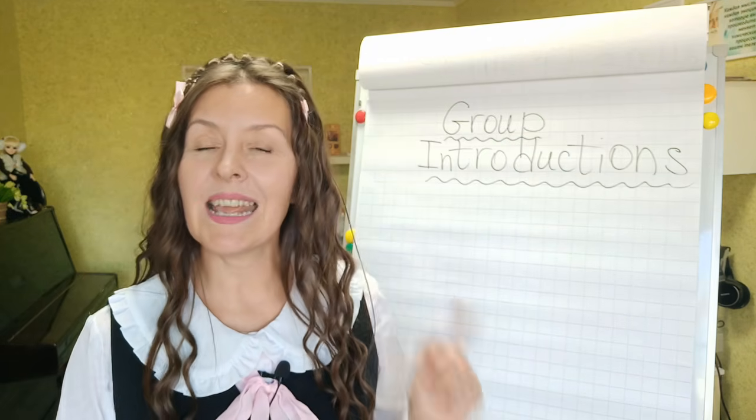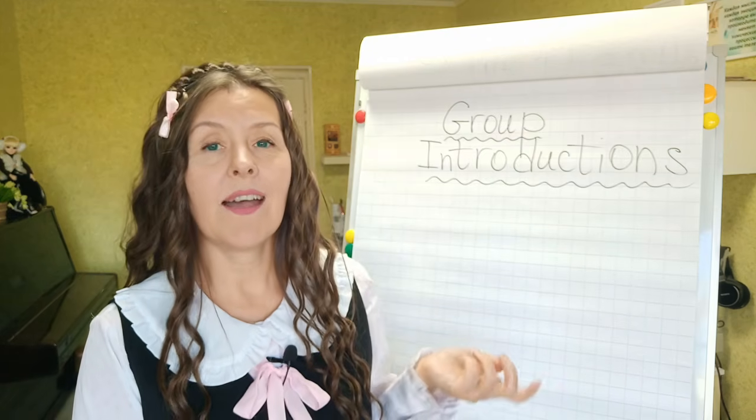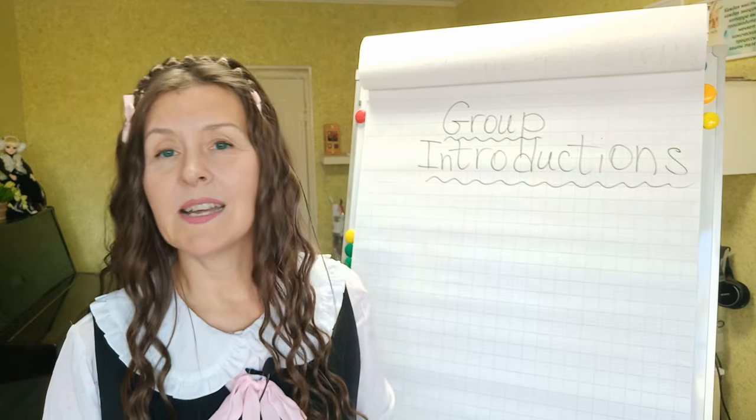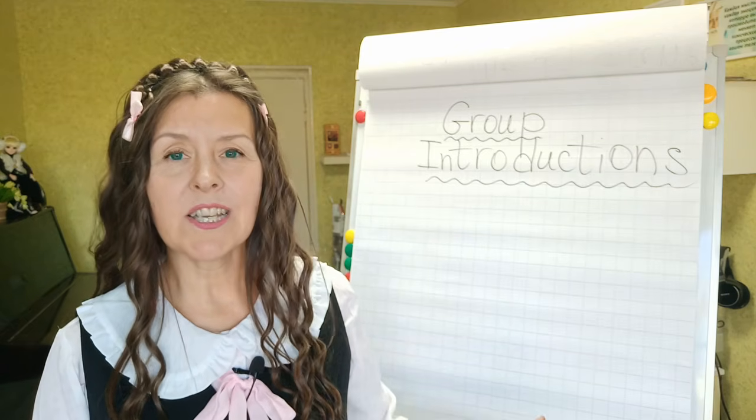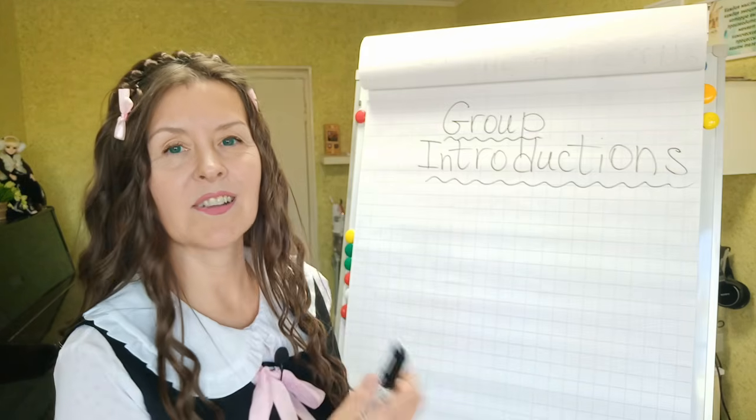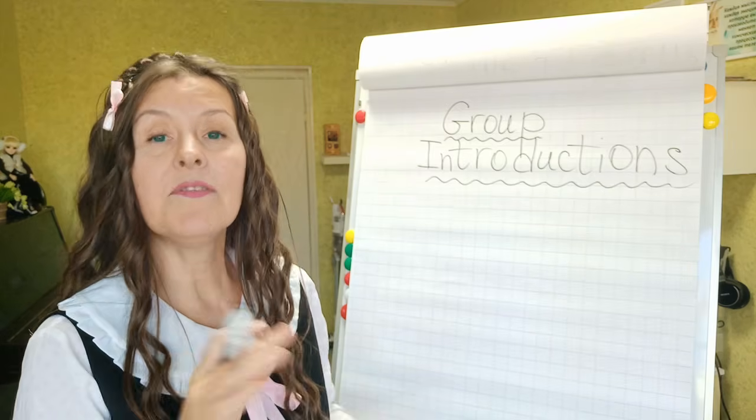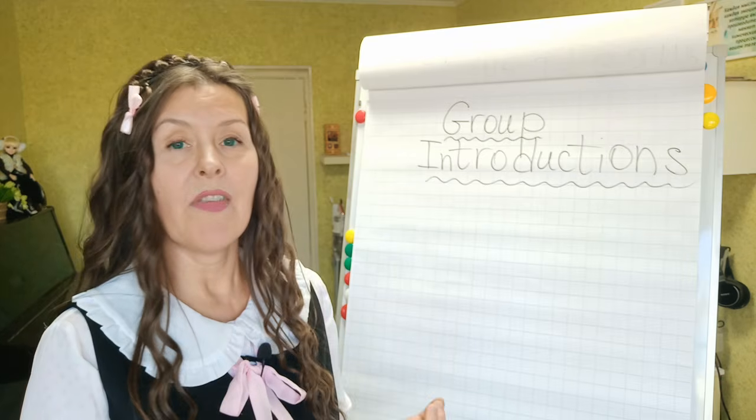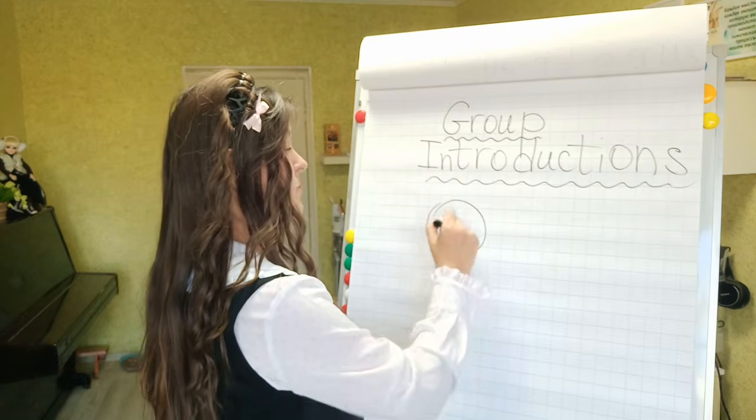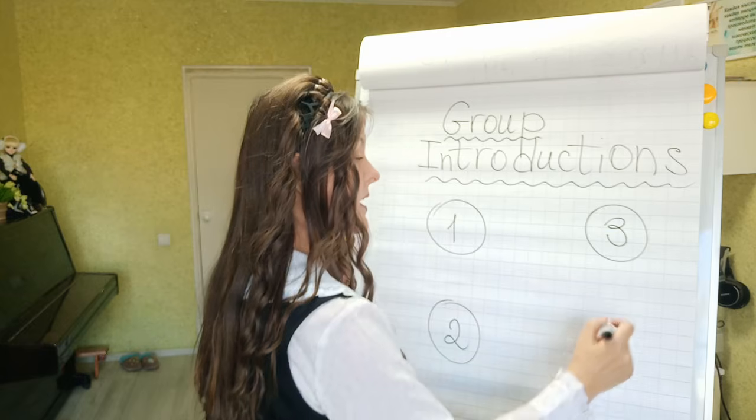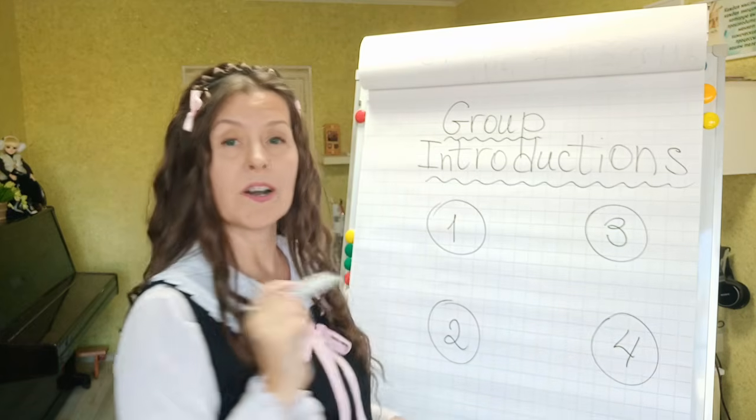Who is next? The next game is called Group Introductions, and it is specially designed for large classes, more than 30 students. To prepare for the game, write on the board 10 simple questions like how old are you, what's your favorite day of the week, do you like hip-hop music, have you got a cat? Next, divide your students into groups. For example, you have a class of 40 students, then divide them into 4 groups. Group number 1, group number 2, group number 3, and group number 4.